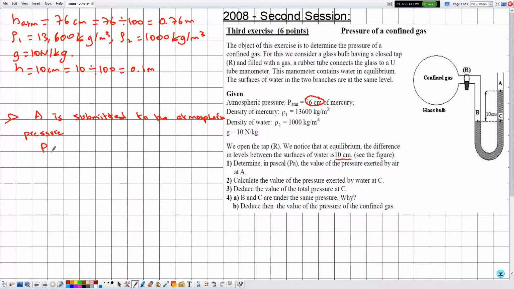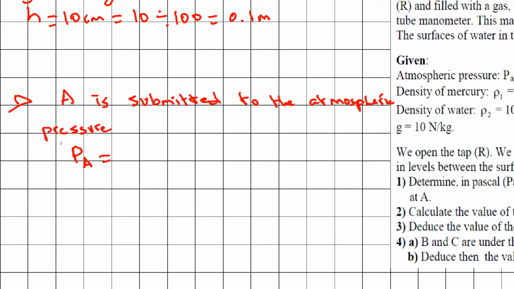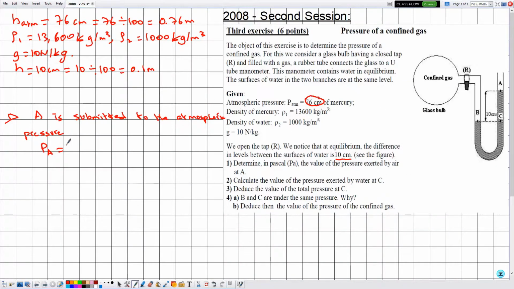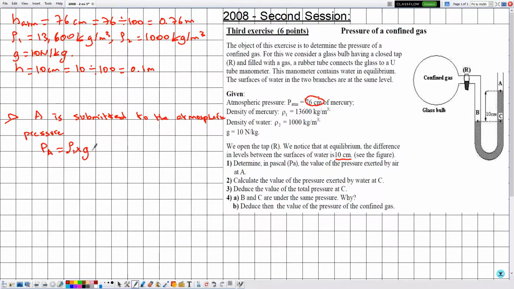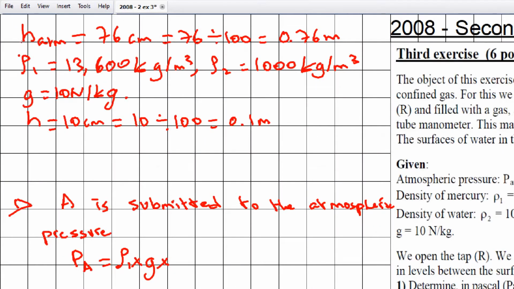Now the pressure at the point A is equal to the atmospheric pressure. The atmospheric pressure is equal to the pressure exerted by a 76 centimeter column height of mercury. So it's the pressure due to the liquid, which is given by the density of the liquid times g times h. Now this liquid is mercury, so its density is rho 1, times g, times 76 centimeter, which is the atmospheric height.